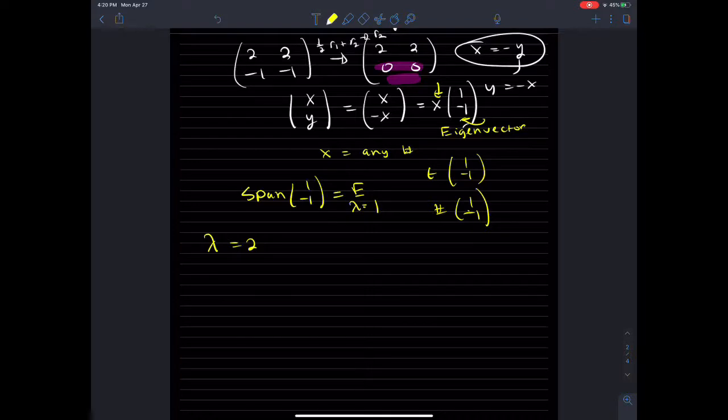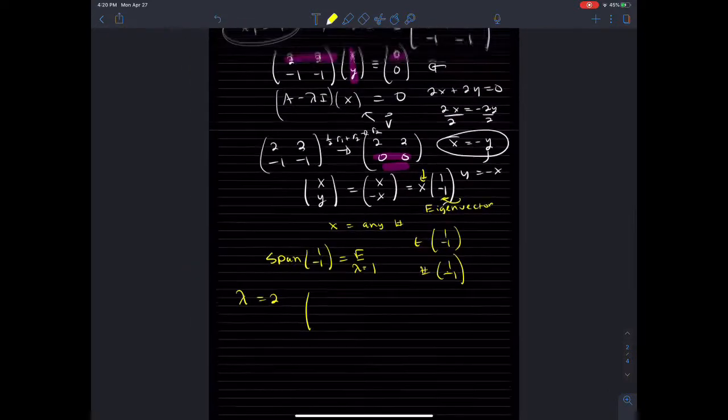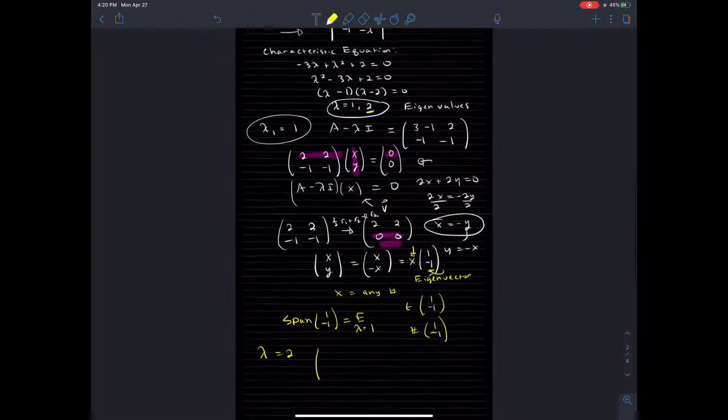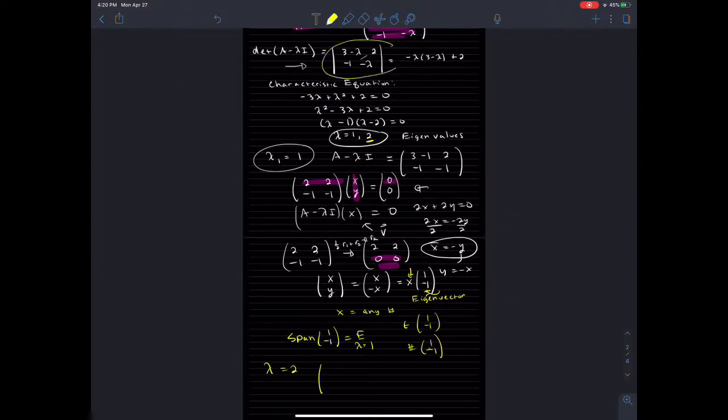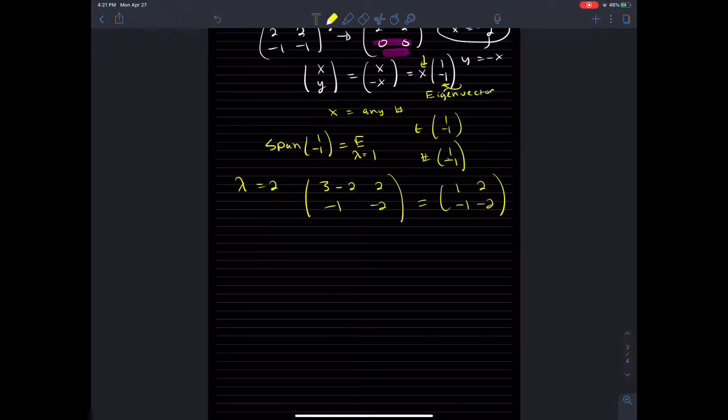Lambda equals 2. Again, we just want to see it. So this one up here, it's 3 minus 2, 2, minus 1, minus 2, right? 3 minus 2, 2, minus 1, minus 2. And that reduces to 1, 2, minus 1, minus 2. That can reduce to 1, 2, 0, 0.